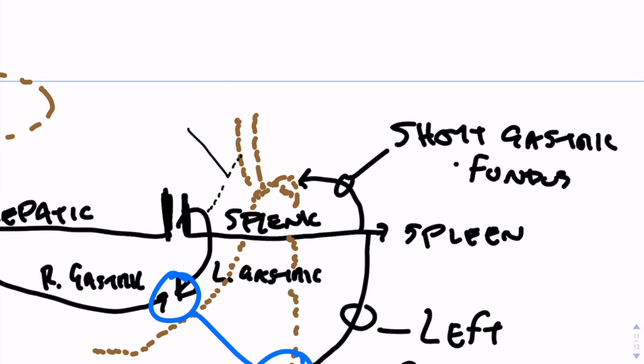The esophagus is a little bit in the abdomen, so we have esophageal artery headed towards that esophagus. That's down in the abdomen.